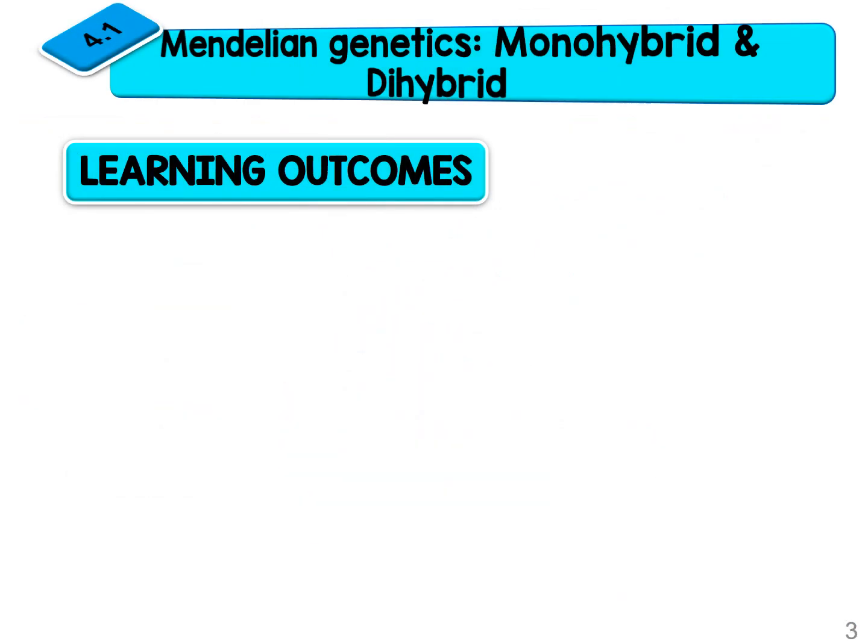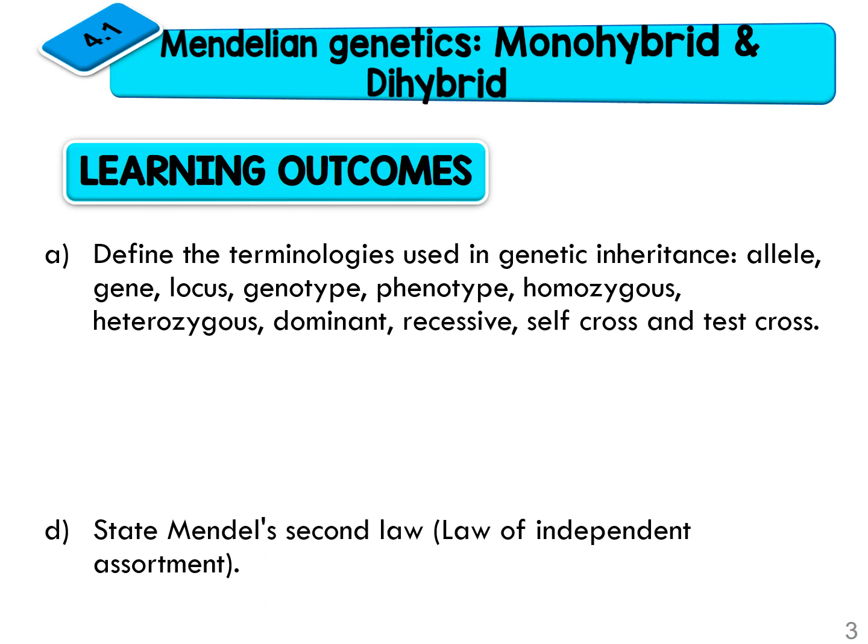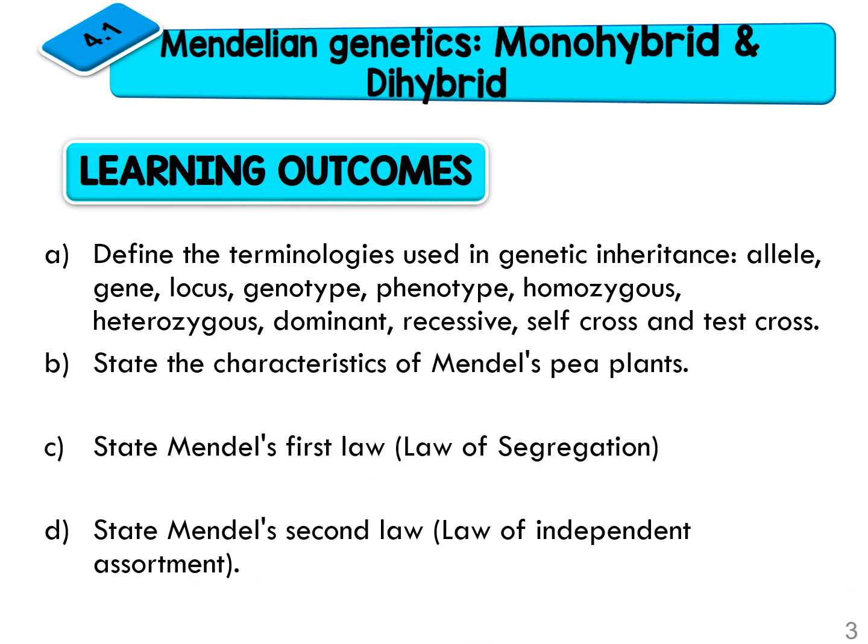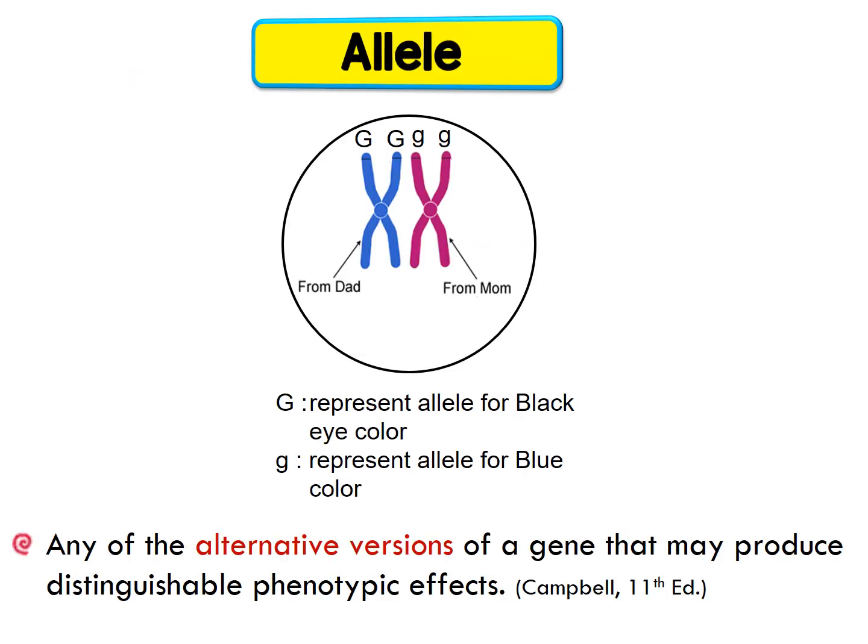For today's lecture, we will cover the 4 learning outcomes stated below. The first one is to define the terminologies used in genetic inheritance such as allele, gene, locus, genotype, phenotype, homozygous, heterozygous, dominant, recessive, self-cross, and test-cross. And then we will state the characteristics that Mendel used in his pea plant. And also we will discuss Mendel's first law, which is the law of segregation, and Mendel's second law, the law of independent assortment.